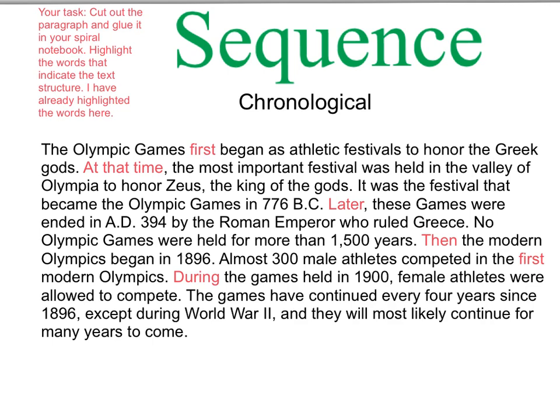Now, your task is to cut out the paragraph and glue it in your spiral notebook. I would like for you to highlight the words that indicate the text structure. I already highlighted the words here, so you're just highlighting them in your text. So you're going to highlight the word first, the words at that time, later, then, first, and during. These are the words that indicate that this is written in a sequence chronological text structure.